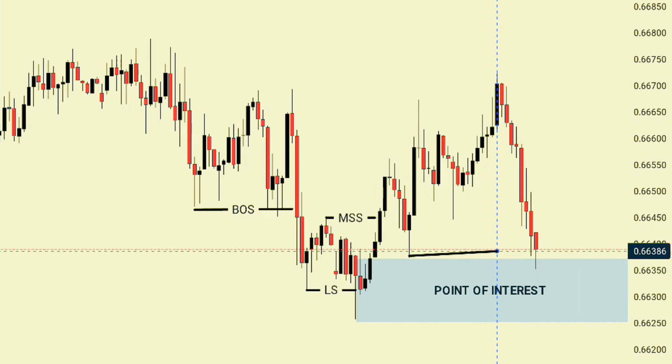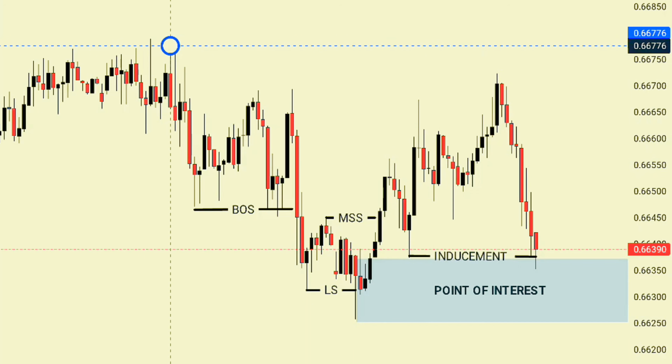Before returning to our point of interest, price forms a small inducement structure above it. This is smart money's classic trap. They create a minor high or equal highs to pull buyers in early. Then push price back down into the actual point of interest to fill institutional orders. Seeing inducement before point of interest is a very strong confirmation for me.